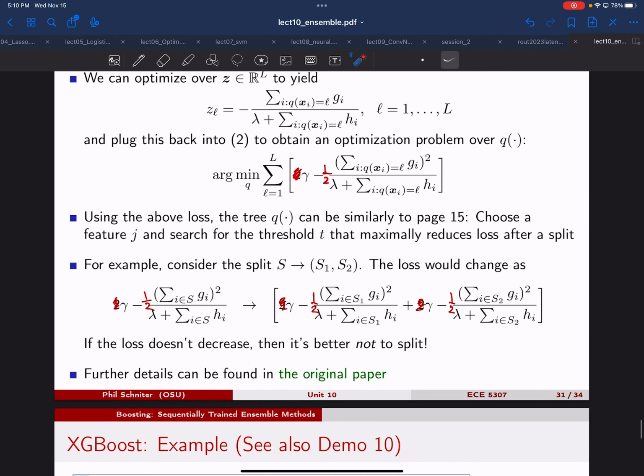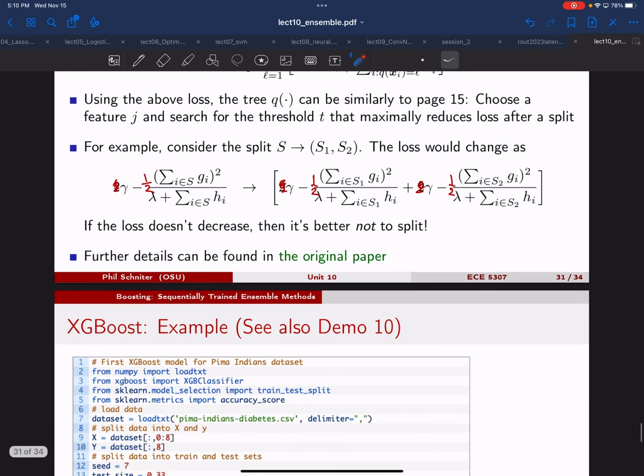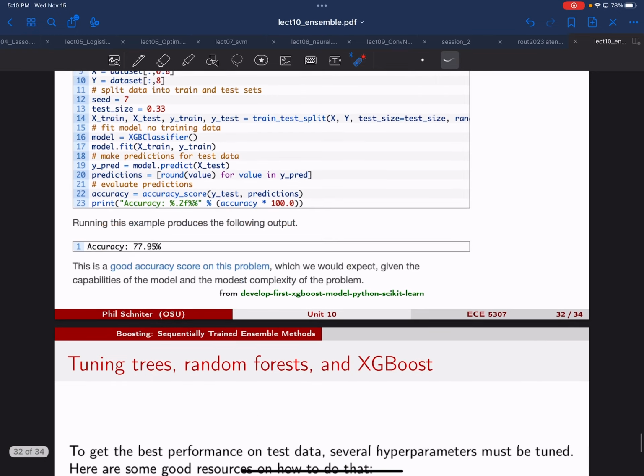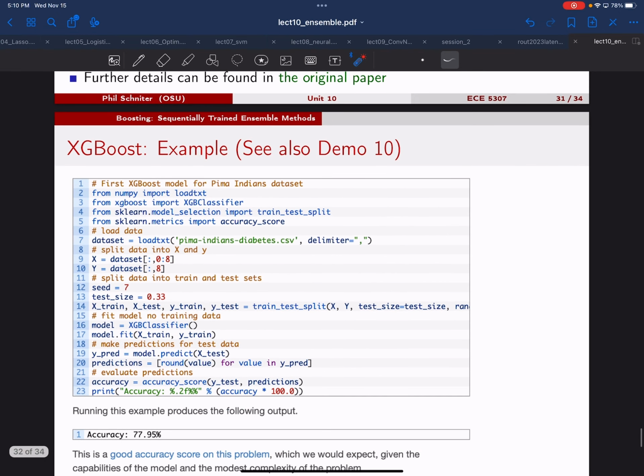Okay, so if you want to see more details, the original paper has a bunch more, but those are, I think, the things that are important that I wanted to get across. Let me just very quickly finish up. I think we just have essentially one more slide.